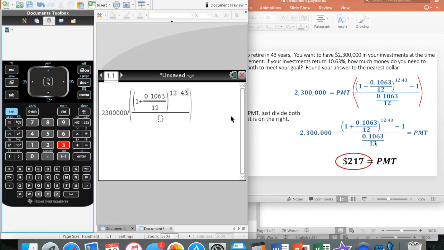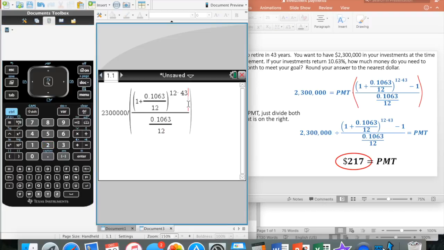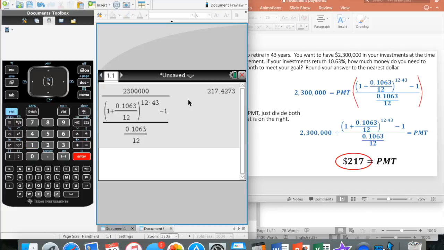Down below here, I still have another fraction, which is fine. I'm not scared of that because the calculator is going to do everything for me. All I need to do is go back in here and type in another fraction. 0.1063 divided by 12. The one thing I forgot was this minus 1. I don't know why, but I always forget that. Let me go back in and do that. Minus 1. And this should give me the payment amount. So the payment amount on this one should be $217.43 basically. And this one asked me to round it to the nearest dollar. A 4 tells me that I round it down. So this is $217.